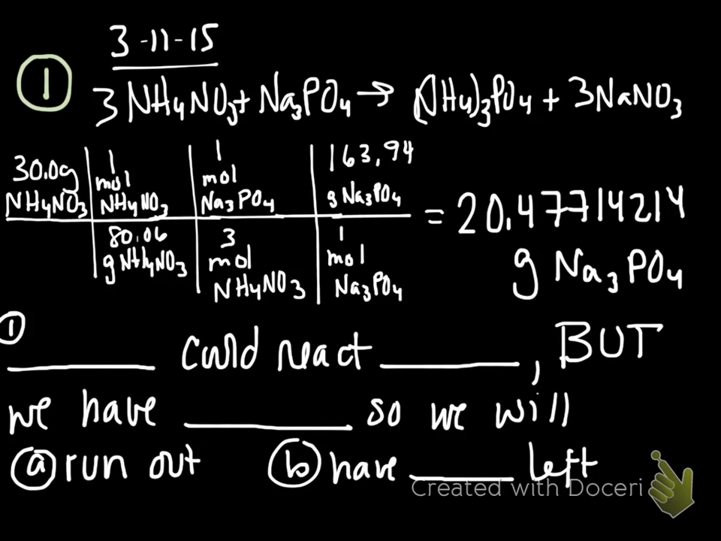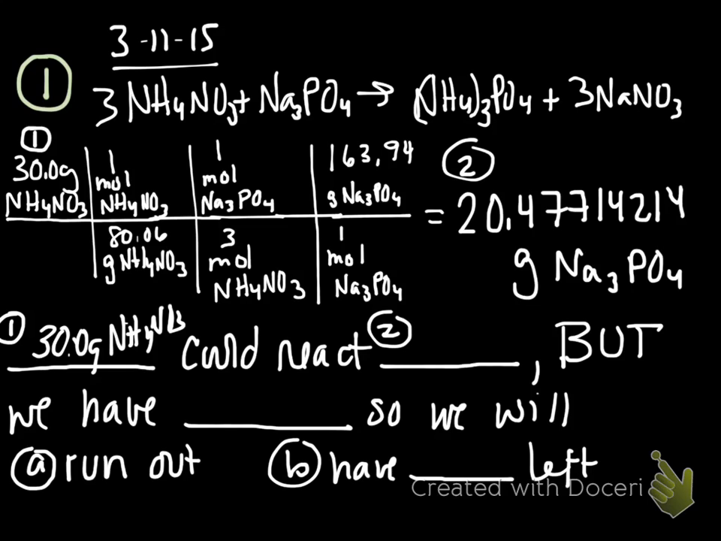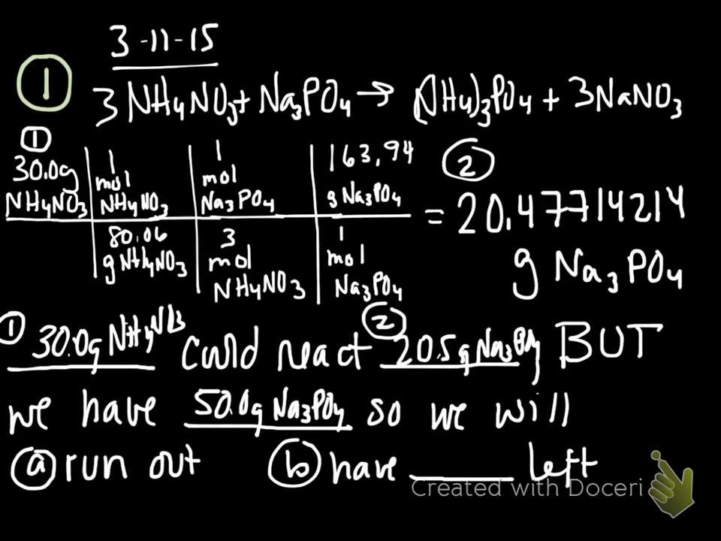Okay, so blank could react blank, but we have blank, so we will A, run out, or B, have some left. And number 1 comes from our given that we started our factor label with, 30.0 grams of ammonium nitrate. Could react, and 2 is the answer to the problem we just did, and I'm going to simplify it that way for here. Okay, so 30.0 grams of ammonium nitrate could react 20.5 grams of sodium phosphate, but we have 50 grams of sodium phosphate. So do we run out or do we have leftover?